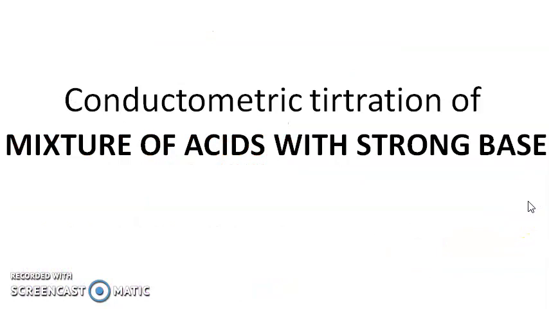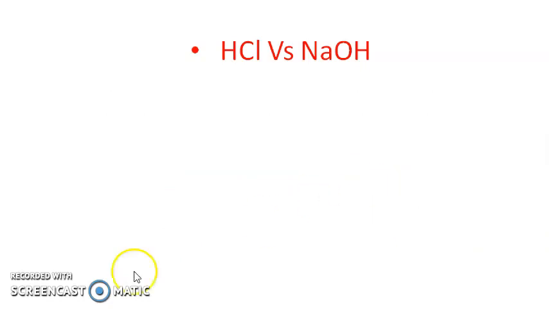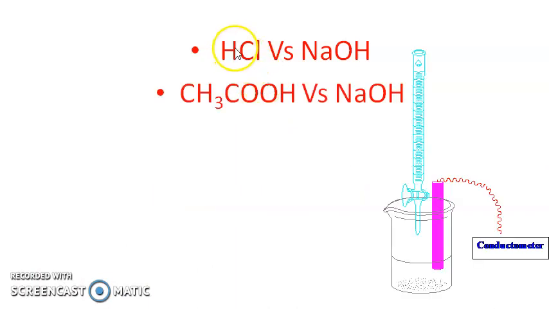Now let us see the conductometric titration of a mixture of acids with a strong base. For the mixture of acids, we are taking a strong acid and a weak acid, and we are going to titrate this mixture against a strong base, NaOH. When you carry out the titration, the reaction will be mainly between HCl and NaOH, followed by the reaction between acetic acid and NaOH.